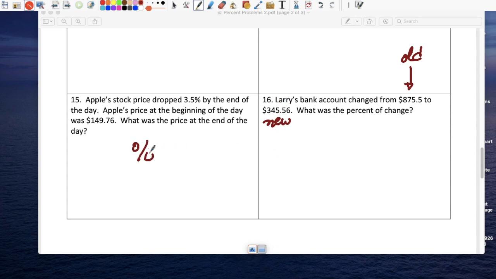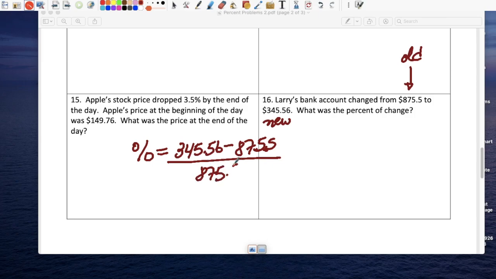So again, let's write this down. New price is $345.56. Let me change that. His new balance in his bank account is $345.56. He used to have $875.50, right? So new minus old over old, right?